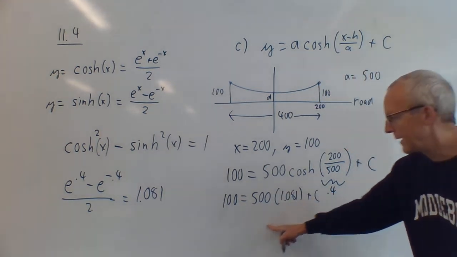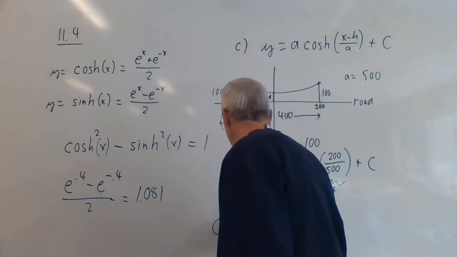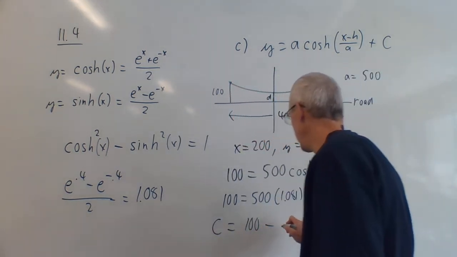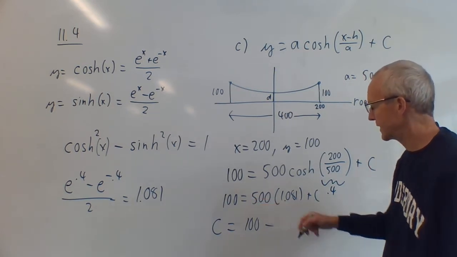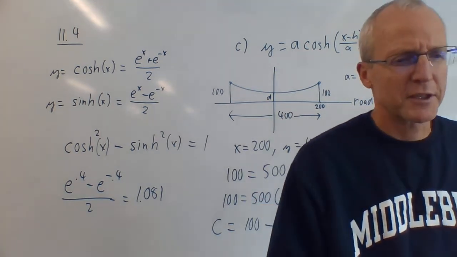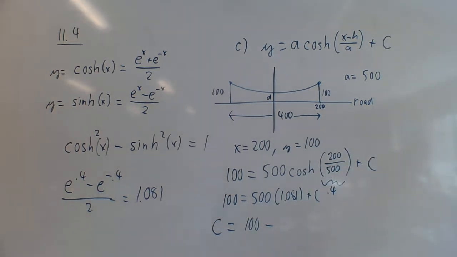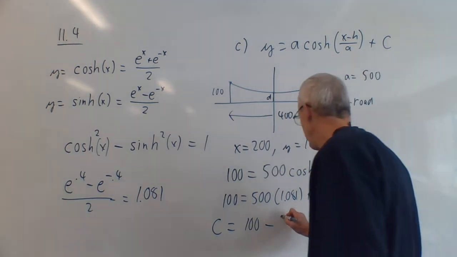So then C is equal to 100 minus this, because this is positive on this side. What's 500 times 1.081? It's going to be a little bit over 500. I did that earlier too, and I got it's about 540.536.